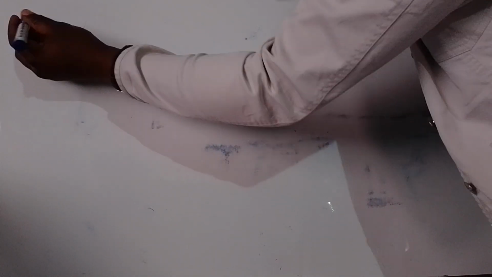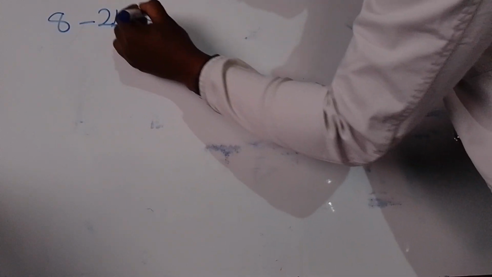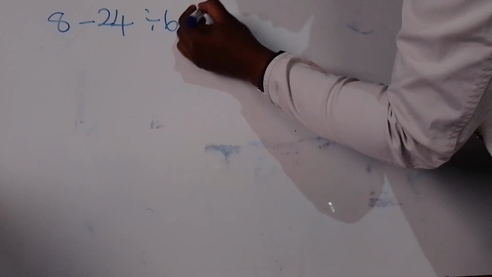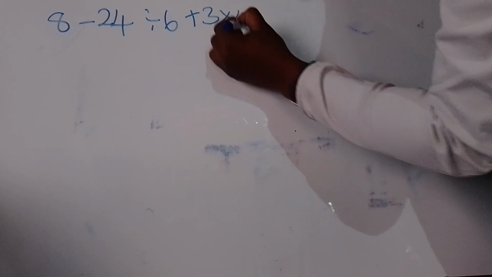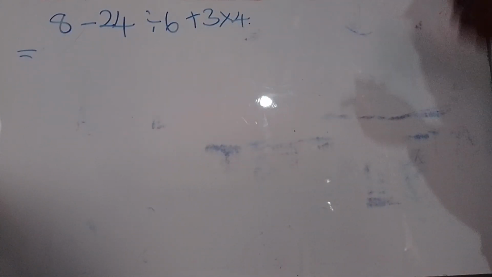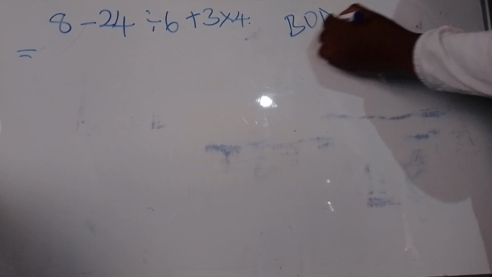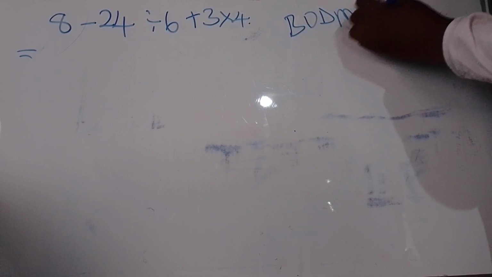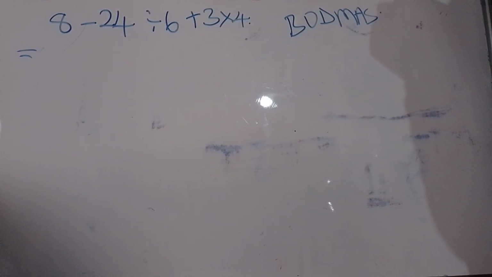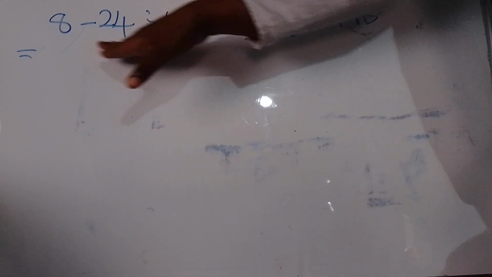Right, so we are to simplify 8 minus 24 divided by 6 plus 3 times 4. To simplify this, we are going to use our acronym BODMAS. You can either use BODMAS or BOMDAS. Either way, it's correct.